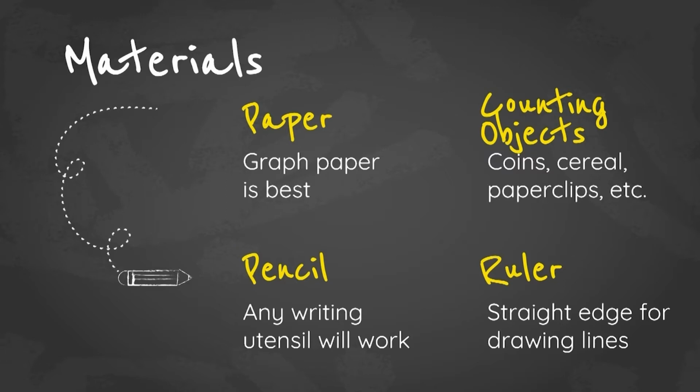That can be a pencil, it could be a pen, you might use markers, whatever you have handy will be fine. You're also going to need objects to count with. So if you have coins, cereal, candy, paper clips, anything you have a lot of that you can count with is going to work for that situation. And the last thing you are going to need is a ruler or some kind of straight edge so that you can make straight lines while we are working today. So I'm going to give you a moment to go gather your materials, and then we will come right back to start our lesson.